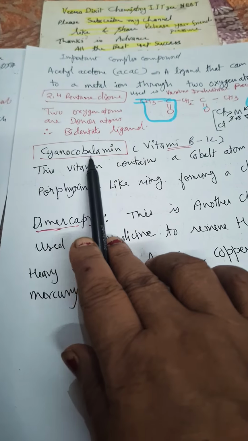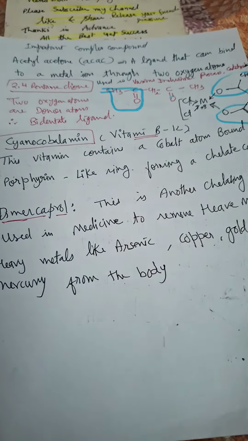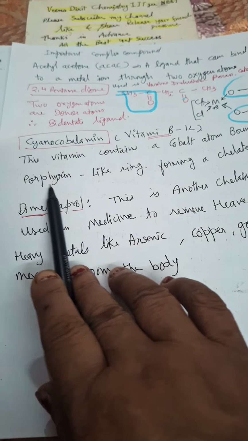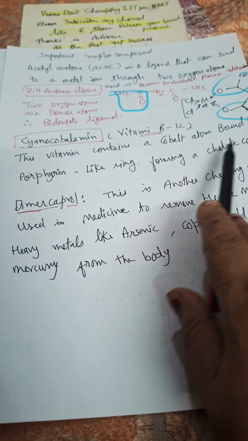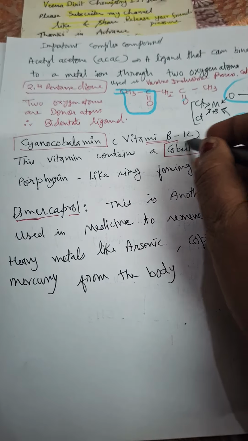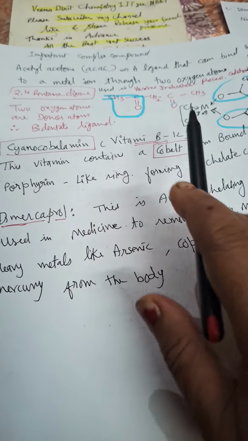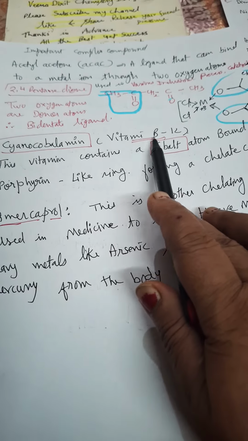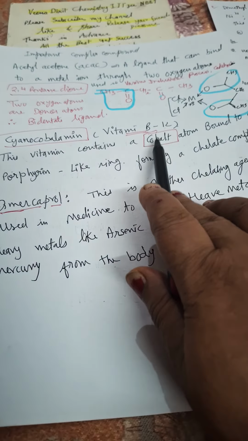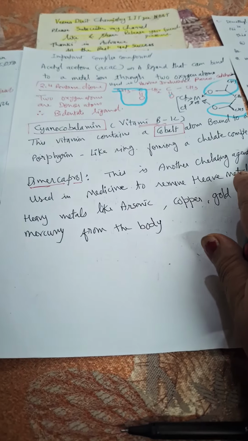Now we will go for cyanocobalamin, Vitamin B12. You understand, it is very important, very essential for our body, and this vitamin contains cobalt in it, bound to a porphyrin ring, forming a chelate complex. Okay, so which element is there? Remember, this is asked in the examination. For example, if they are saying chlorophyll, then at that moment you should know iron. Cyanocobalamin, vitamin B12, cobalt is there bonded to a porphyrin ring like structure, and the chelate complex is formed.